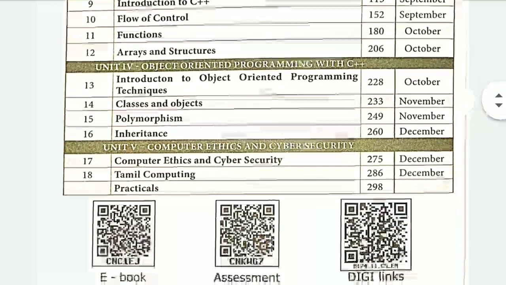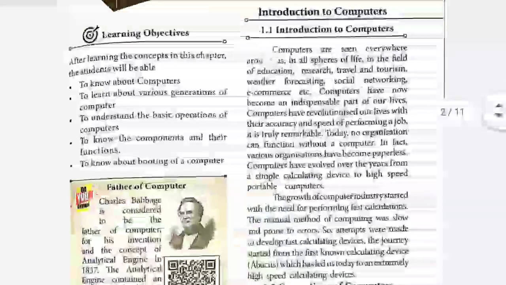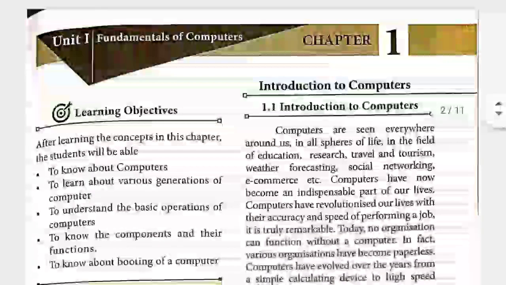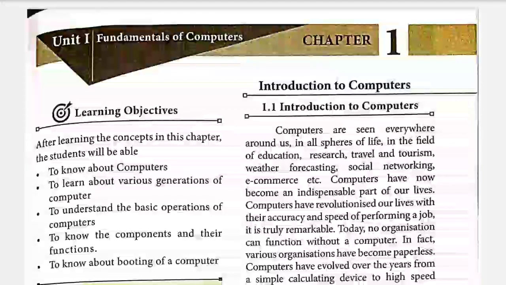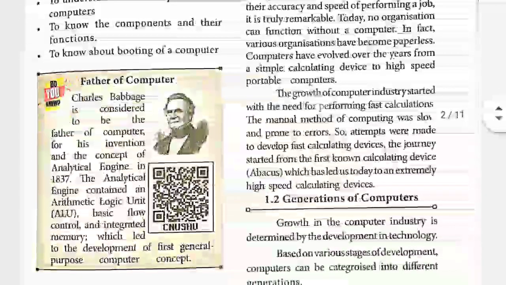So now we will move on to the subject. This is the first unit, in which we will be seeing the introduction to computer. In this chapter we are going to learn what a computer is, the various generations of the computer, the basic operations of a computer, the components of a computer and their functions, and to know about booting of a computer. We'll see what booting of a computer is, and everything, in the forthcoming classes.